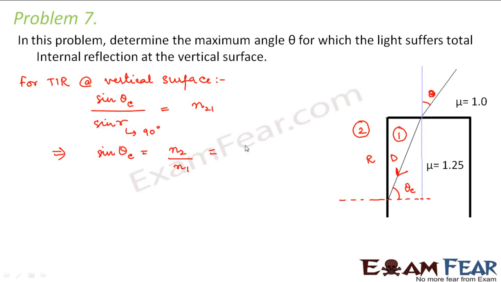Right? So we say that this is equal to the refractive index of air divided by the refractive index of this particular medium. So this will be 1 divided by 1.25. So from this we can say that sine theta c is equal to 4 by 5.